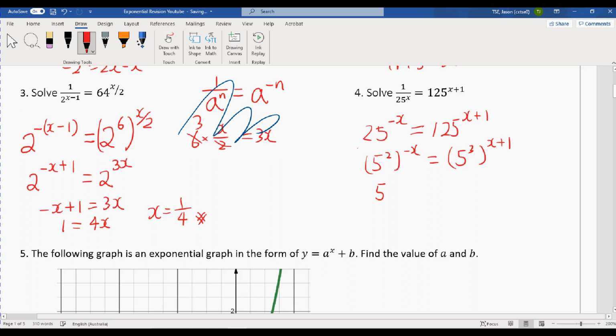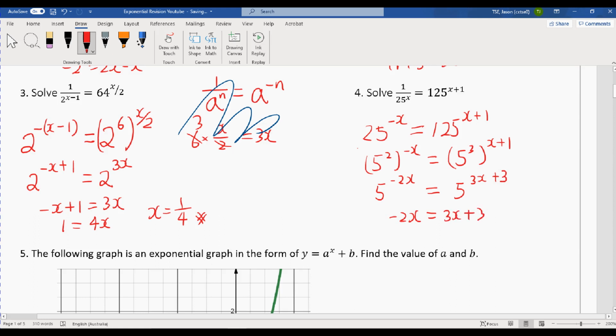So that's 5 to the power minus 2x, 3x plus 1. Again, 3 seconds. Anything wrong here? 1, 2, 3. Can you see that? You miss a bracket here, right? Or you can just change that 1 to 3. Okay? So now you can compare the indices.